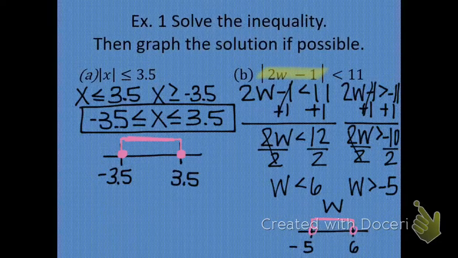W in the middle. What number goes to the left? And what number goes to the right? 6. Now, W is what to negative 5?